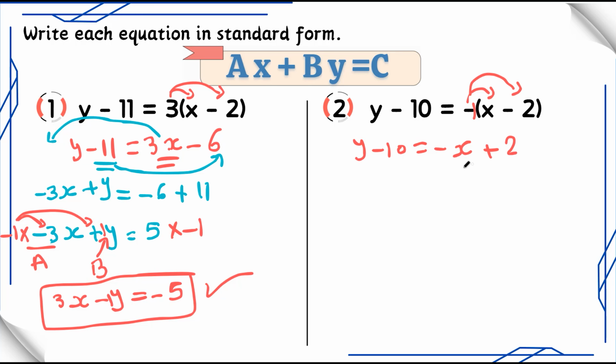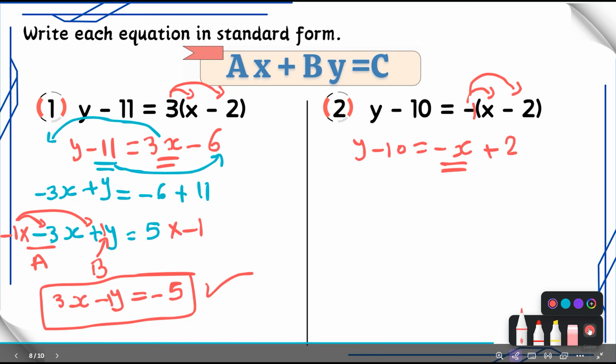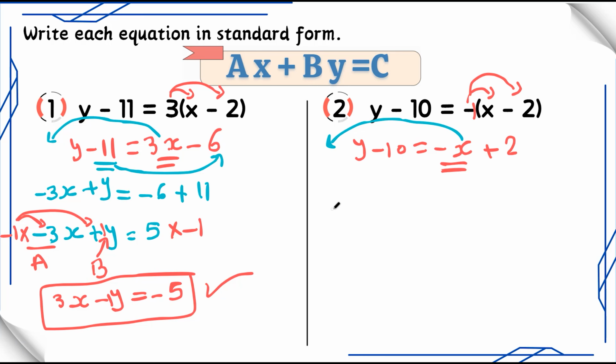In the second step, we should collect x and y on the left side. Y on the left is okay, but our problem is with x. I should move it to the other side with a different sign. Negative x moved to the other side will be positive x. This y is positive, so I write it the same.